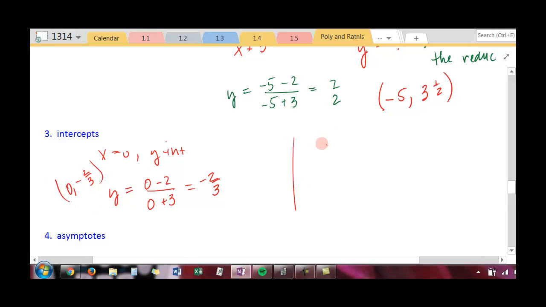The next thing we're going to look at is where is there an x-intercept. So when y is equal to 0, we have an x-intercept.